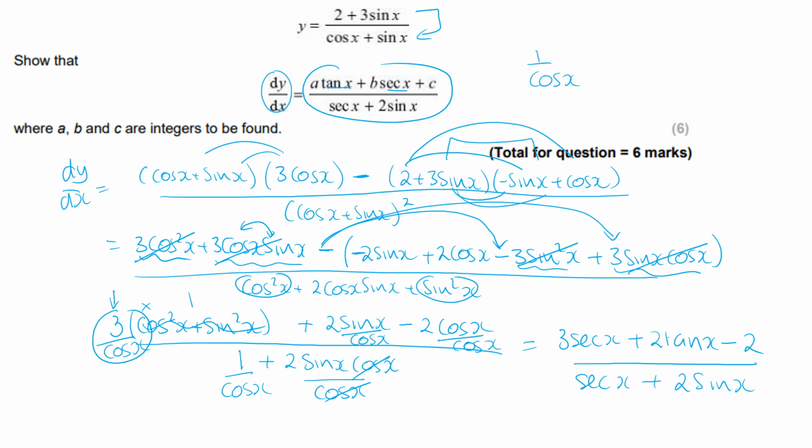Just thinking about how we get to tans and secs, we just needed to divide through by cos x. So in front of our tan, we can see here a is equal to 2. In front of our sec, we can see that b is equal to 3 and c is equal to minus 2. And we kind of think and hope we're correct because we've got the same denominator on the bottom.